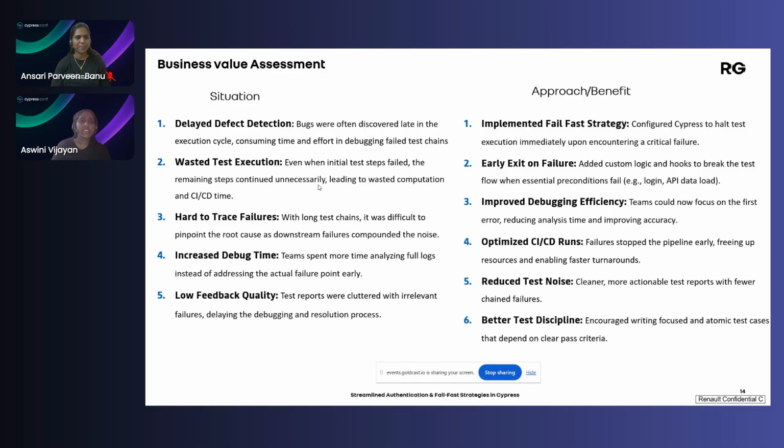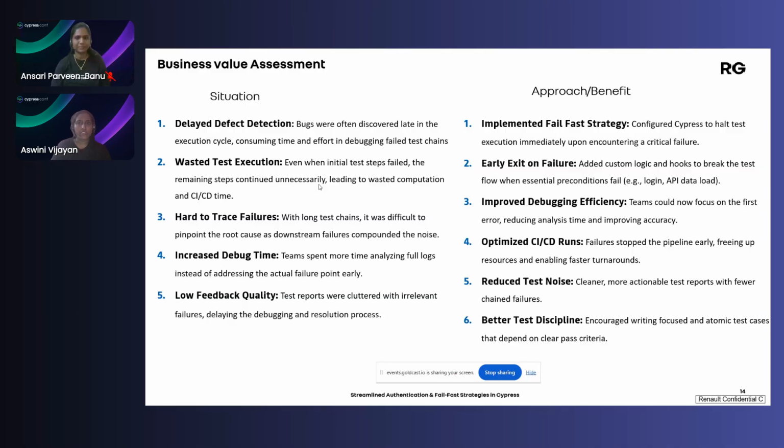Another issue was tracing the root cause. Because our test chains were long, a single failure could trigger multiple follow-up errors. This created a lot of noise and made it difficult to locate where the actual problem started. As a result, we needed to go through lengthy log files to locate the real issues. Ultimately, this led to slower feedback and reduced test effectiveness.